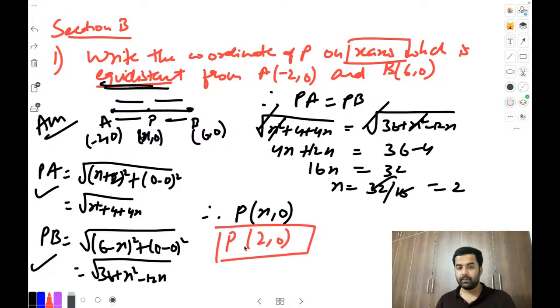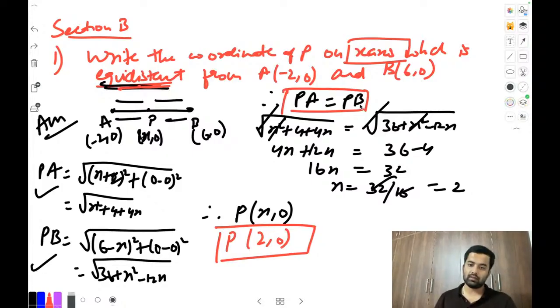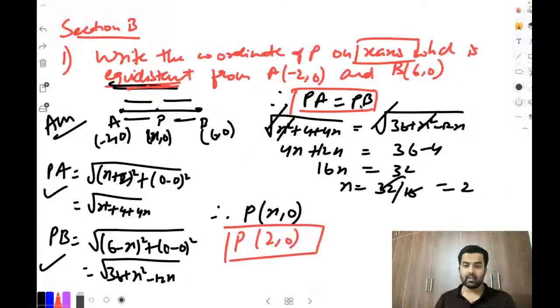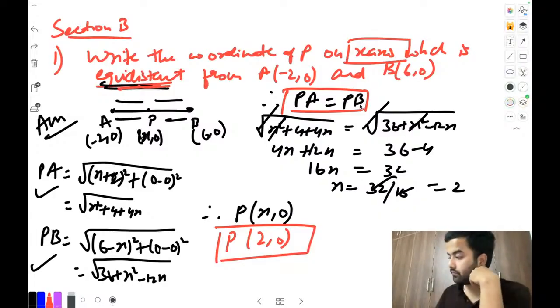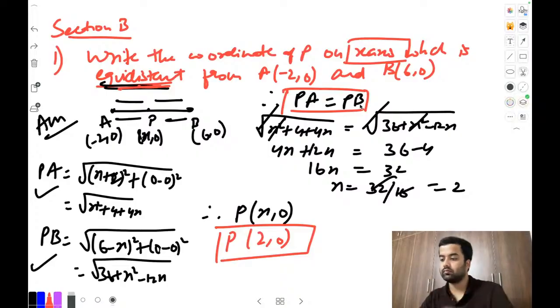Check this answer. Understood this? Equidistant stands for, remember this one, equal distance. That's why we compared both. We kept both as equal like this. I hope this is clear now. Understood this, everyone? Let me know in the comment box, then only we'll proceed further. Okay, let's switch to next one now.